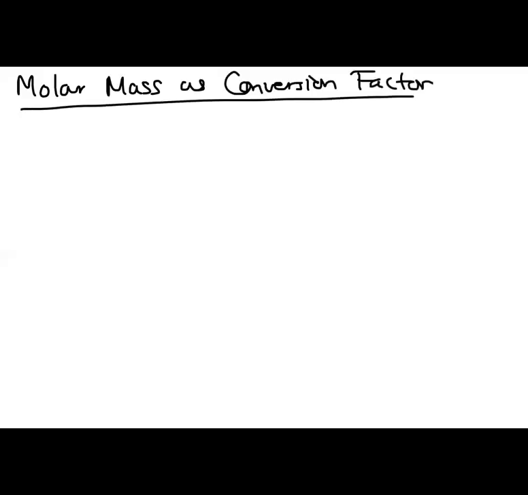All right, using molar mass as a conversion factor. So I could ask you how many moles in 9.75 grams of carbon. What's going to be your conversion factor? Molar mass. What's the molar mass of carbon? 12.01 grams per mole. So 12.01 grams per 1 mole.